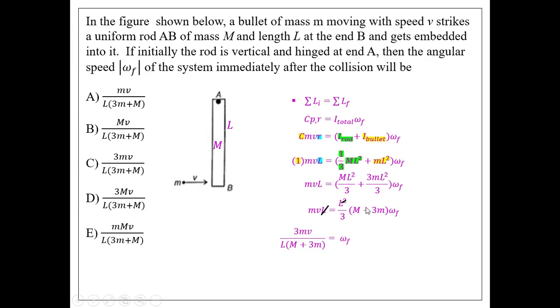All right. So I want to multiply both sides by 3. That's why there's a 3 in the numerator of my work now. I want to divide both sides by L. That's why there's an L there. And then I'm also going to divide both sides by the stuff in the parentheses, which is capital M plus 3M.